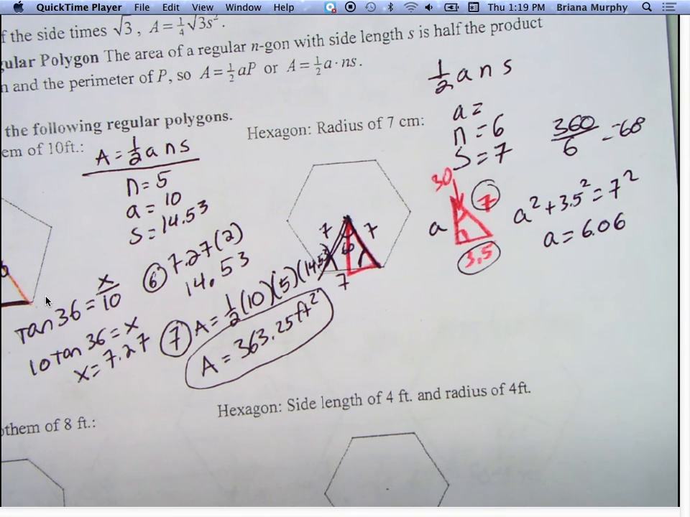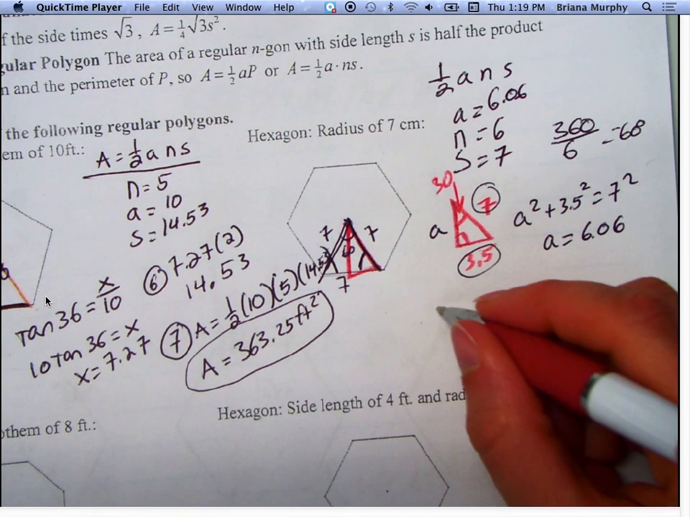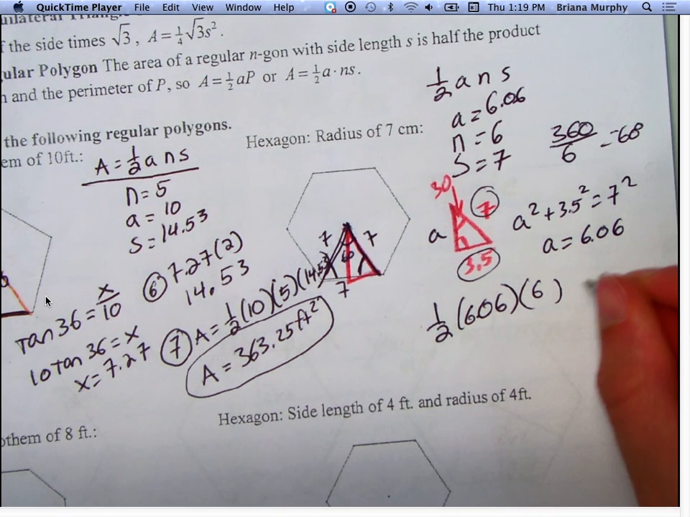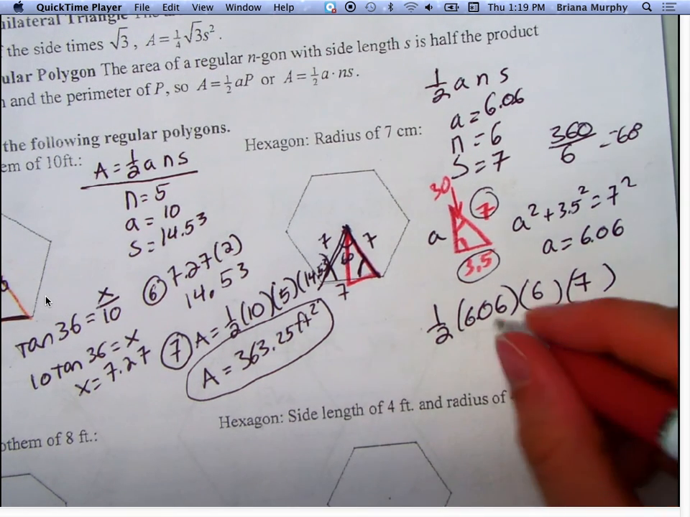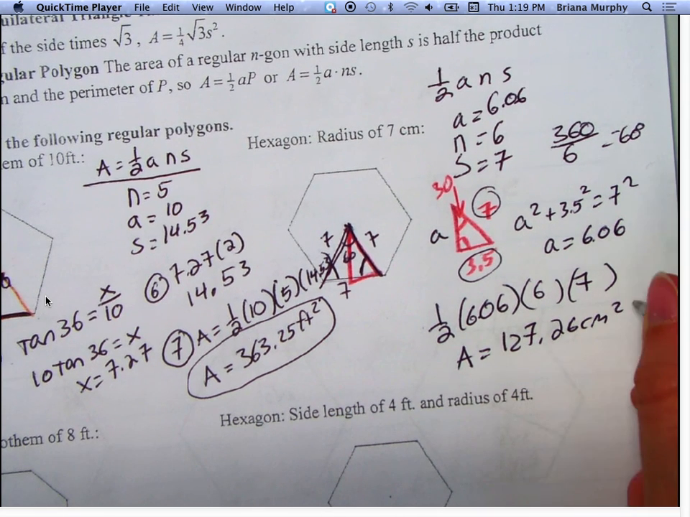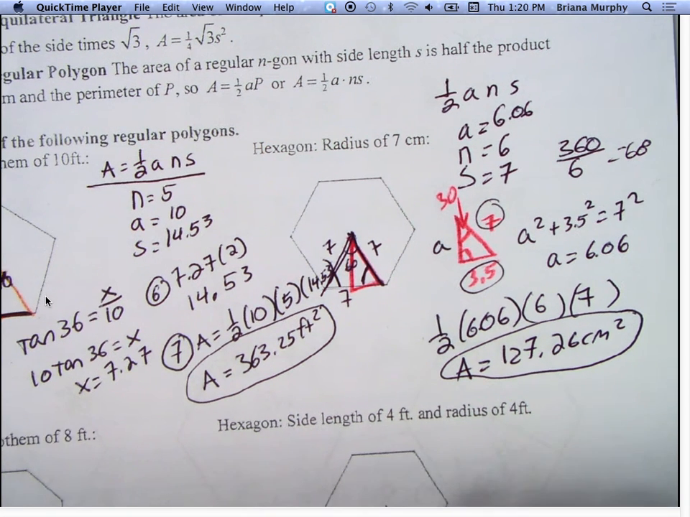Okay. Now we've got the apothem is 6.06. So we have all 3 pieces. So we just go 1/2 times 6.06 times 6 times 7 gives me the area equals 127.26 centimeters squared. Okay? So if you have a hexagon and you have the radius, it's much quicker. You do not have to do the next one because we don't really have enough time.